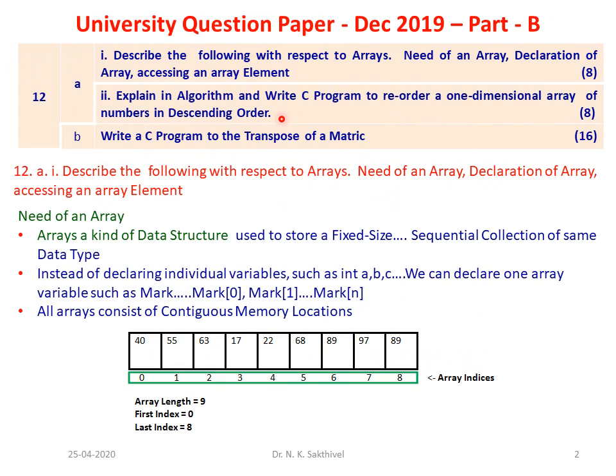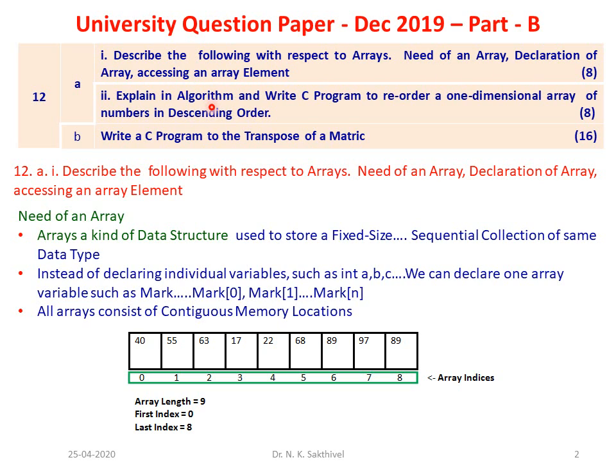As far as the 12th question is concerned, there are two sections, A and B. Under A, there are another two subsections. The first one is: describe the following with respect to arrays, that is, need of an array, declaration of array, and accessing an array element. This question carries 8 marks.